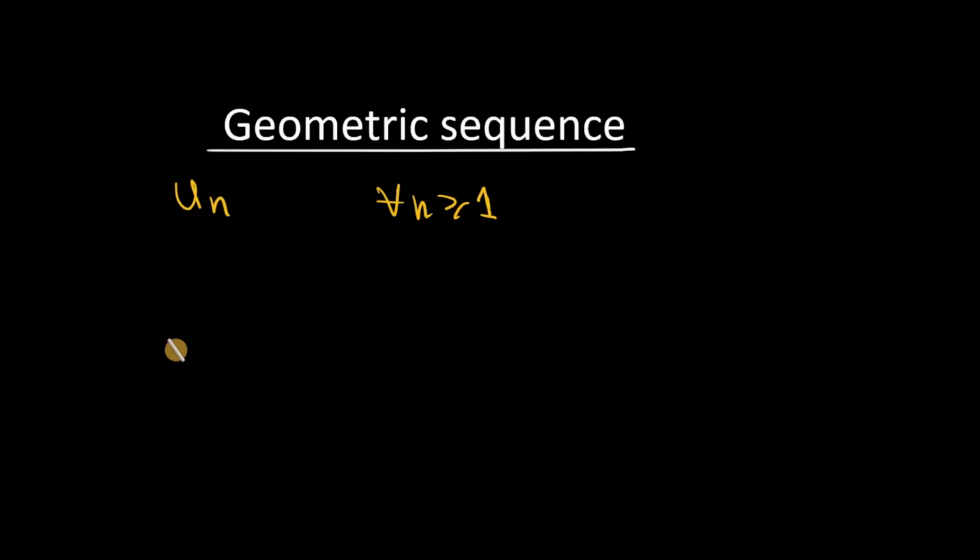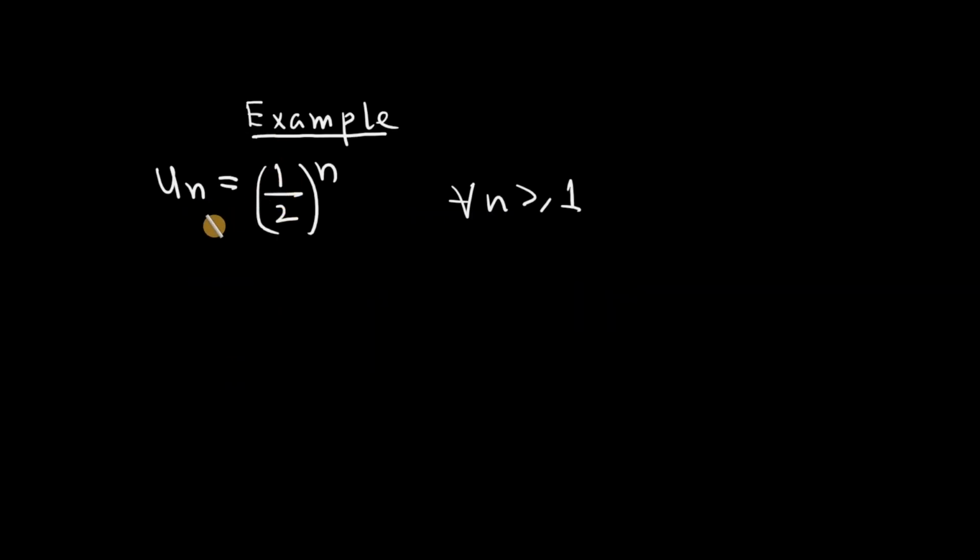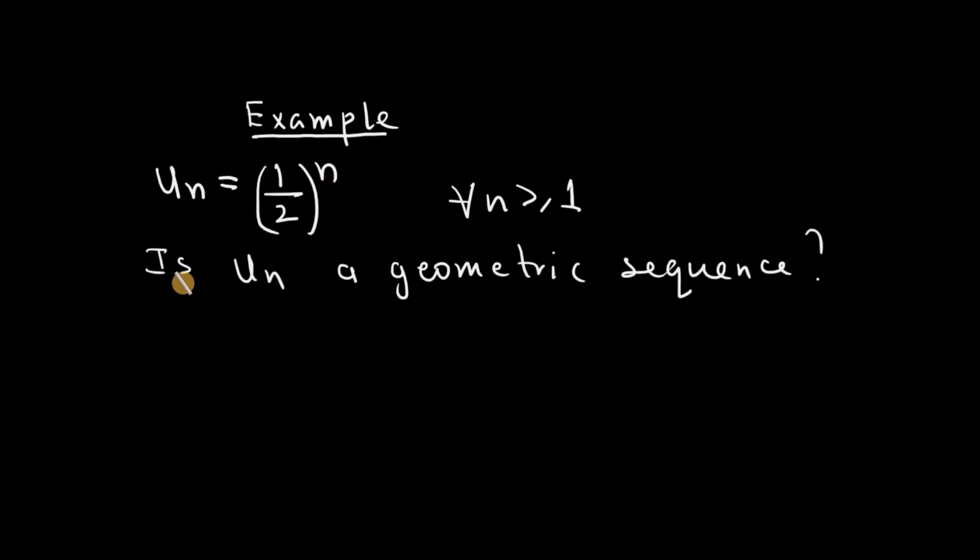Geometric sequence. A sequence un for every n greater than or equal to 1 is called a geometric sequence if un plus 1 over un is equal to r. R is a constant called the common ratio. Example, given un is equal to half to the power n for every n greater than or equal to 1. Is un a geometric sequence? To find out if un is a geometric sequence, we need to verify whether un plus 1 over un is equal to a constant r.